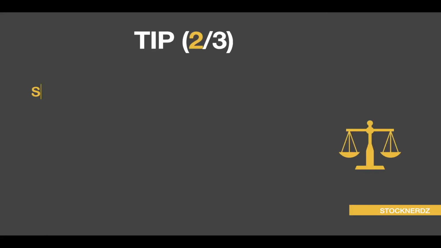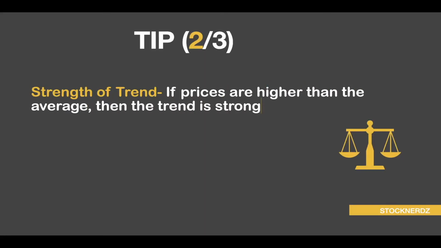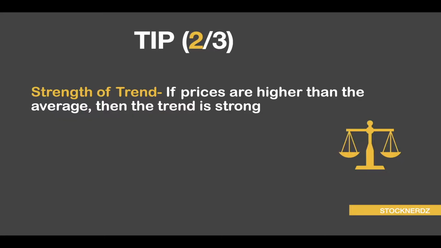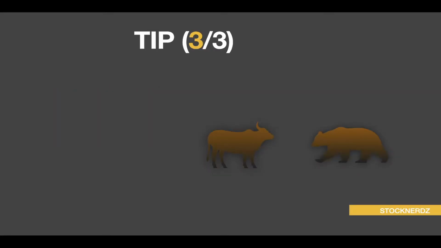Now let's look into tip number two. So tip number two is the strength of the trend. If prices are higher than the average, then this trend is strong. So basically, if the price is holding above the SMA indicator, this is showing you signs of a strong trend. If it falls beneath the SMA indicator, now we're seeing signs of a weak trend.